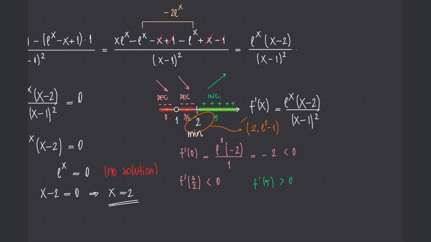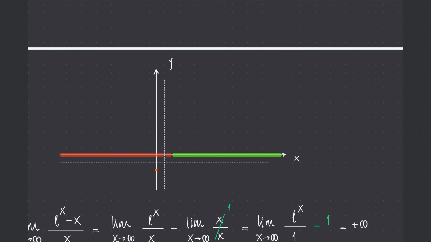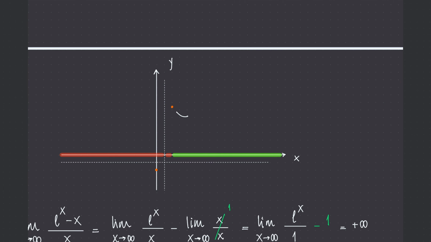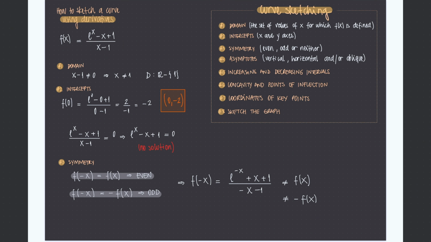We can plot this point as well. 2 comma e squared minus 1. So 2 comma something like 6.4-ish. So this will be a local min. And by the way, we're already tackling this 7th step right here, which is to find the coordinates of some key points. And now let's jump to step number 6, which is concavity and point of inflection.